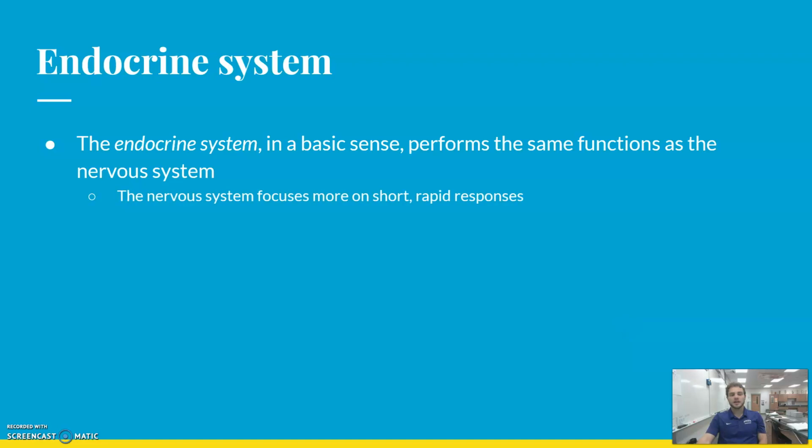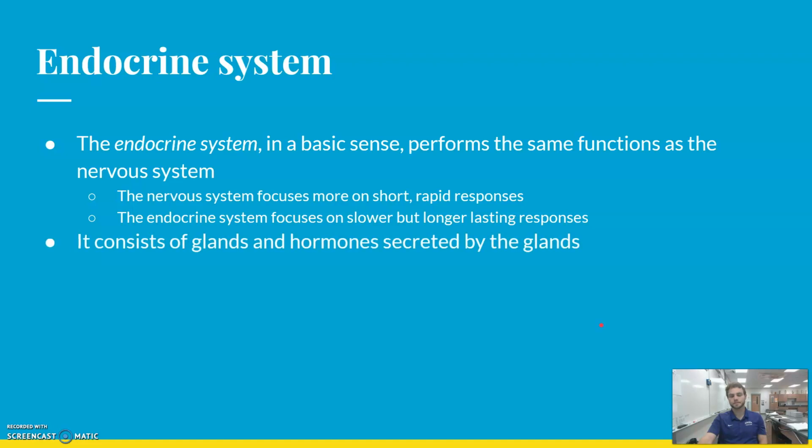So, like I just said, they perform very similar functions. The nervous system, however, is more focused on the short and rapid responses, things like your reflexes, where in the knee-jerk reflex, you stretch that Golgi tendon in your patellar ligament, and your nervous system responds by contracting the quadriceps muscle, and you kick. That's a very short and rapid response. Endocrine systems are much slower, but have much more lasting responses.